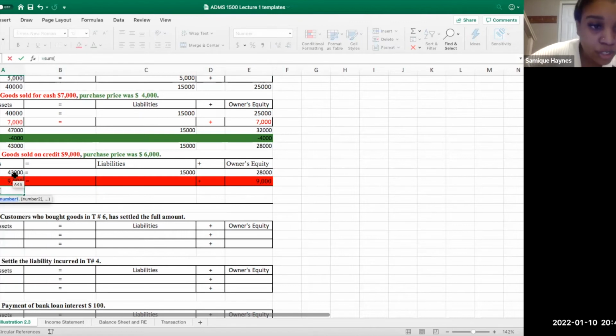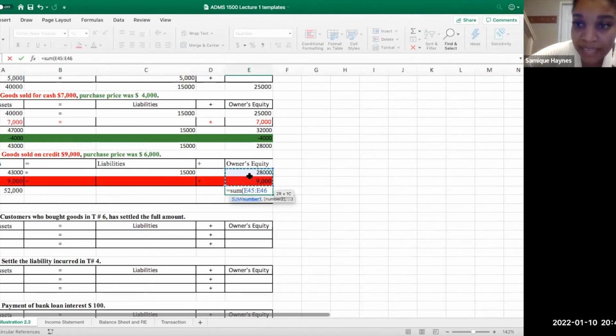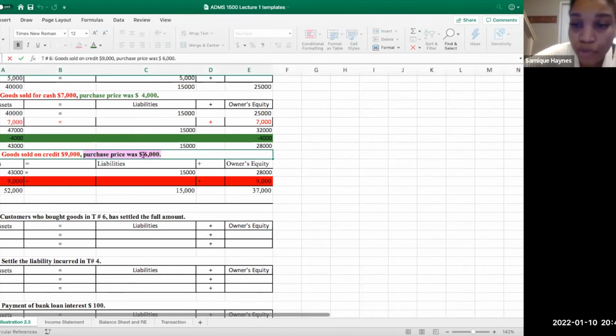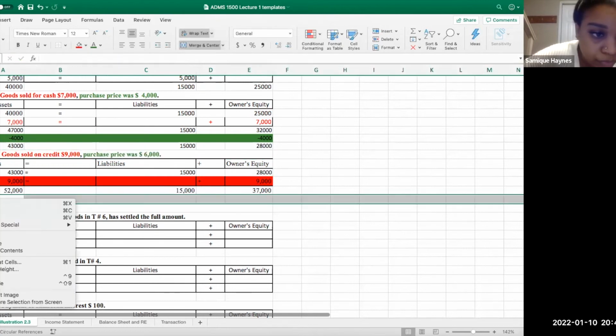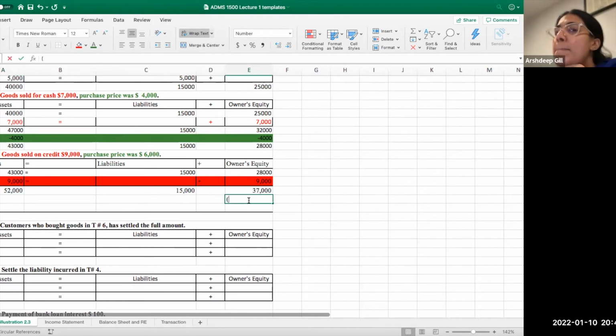Now I want to ask you a question. What was the asset that went up? If it wasn't cash, then what was it? What was the asset called? Accounts receivable. That's correct. Good. Now, who wants to tell me how we're going to recognize the expense, the green part? What do we do? So in owner's equity, we're gonna minus 6,000 and there will be a profit of 3,000. So 6,000 goes down, right? Yeah, for owner's equity.